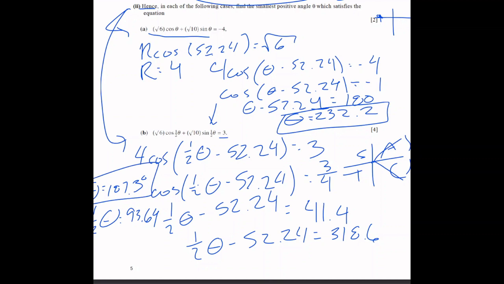And my next one's from doing the other equation. So 1/2 theta equals, I'm going to add 52.24 on both sides, 318.6 plus 52.24, 370.84. And I'm going to multiply by 2 on both sides. So theta equals 741.68. I'm really running out of room here.